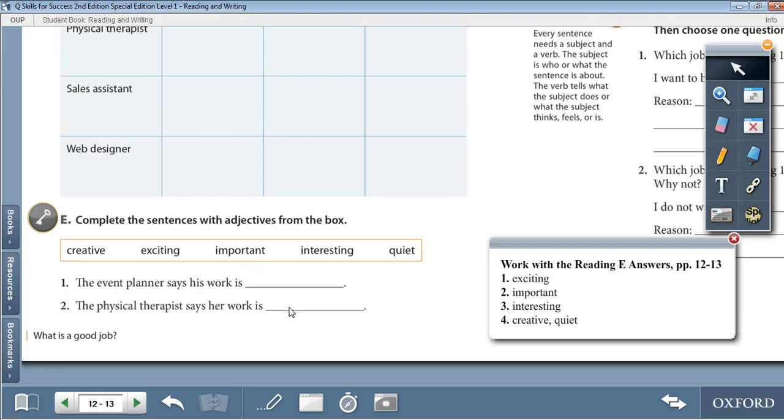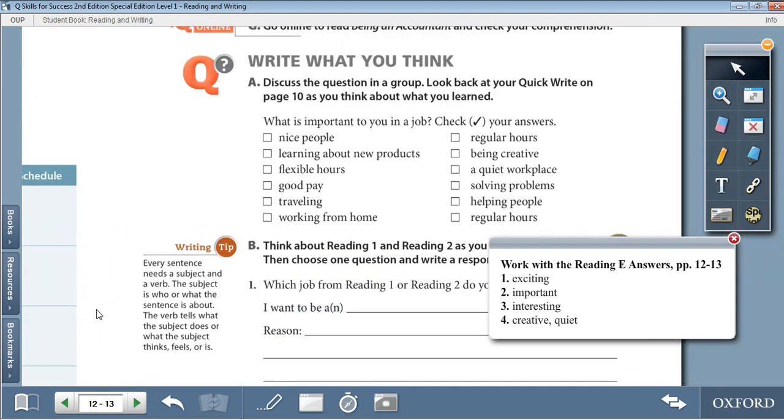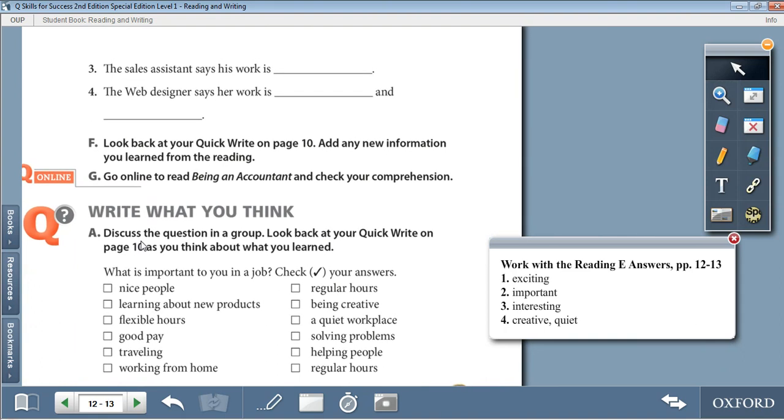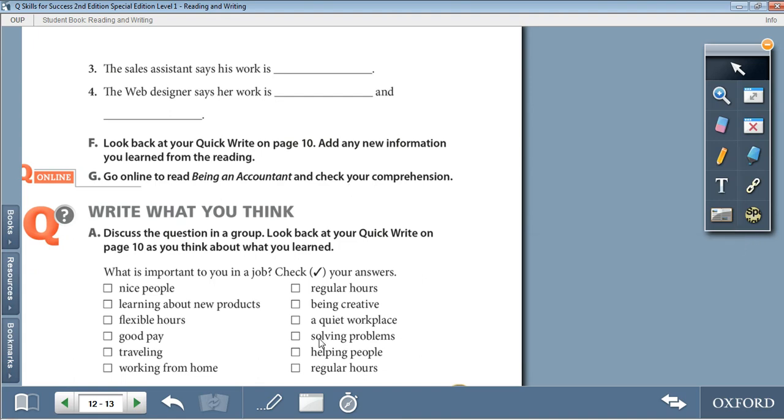Number 2, the physical therapist says her work is important. Number 2, important. Number 3, the sales assistant says his work is interesting. Number 3 is interesting. Number 4, the web designer says her work is creative and quiet. Creative and quiet.